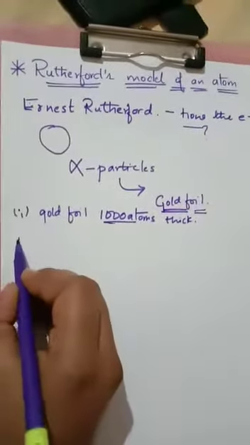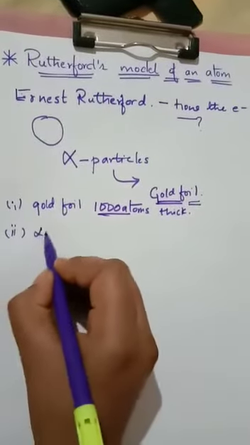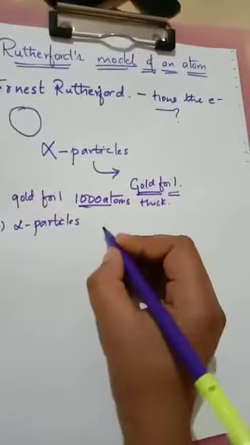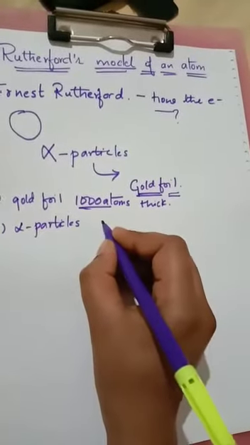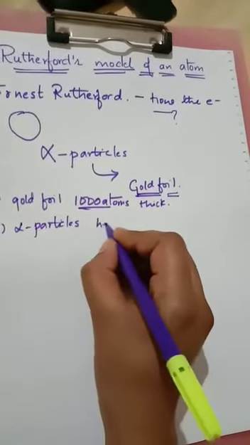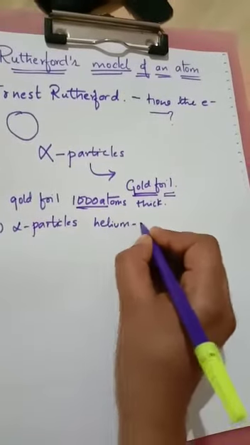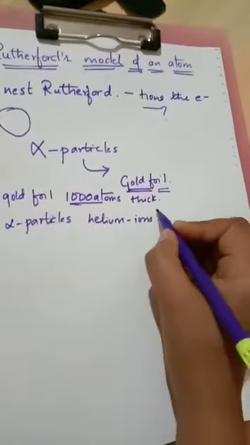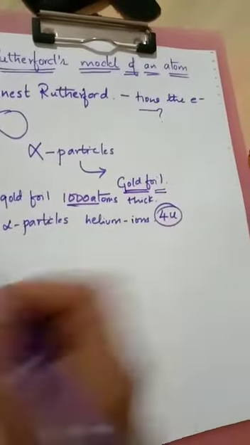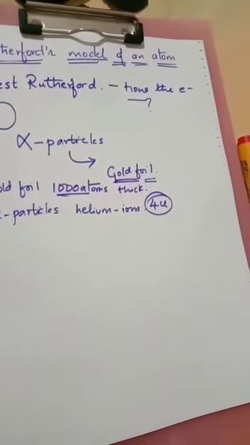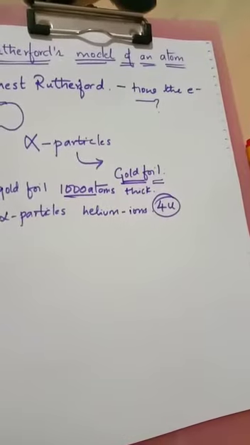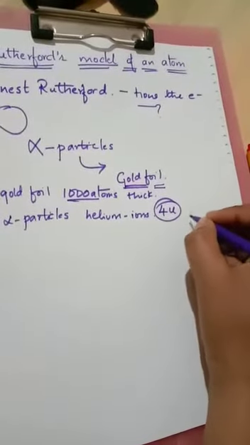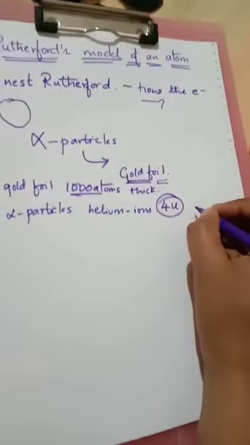Okay, so next are the alpha particles. The alpha particles are doubly charged helium ions. So these were doubly charged helium ions, with a mass of 4 units. So we know that helium is made up of 4 units, right? So these are fast moving alpha particles which have a considerable amount of energy.